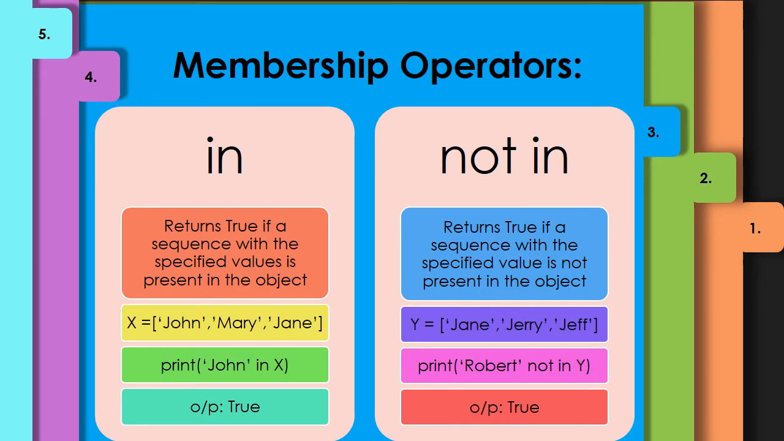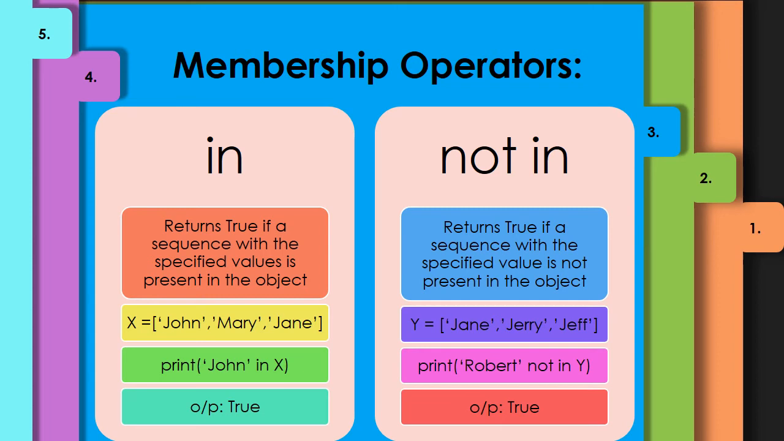Now we have two membership operators, which are in and not in. Now let's see the working of in and not in operators. Membership operator in returns true if a sequence with the specified values is present in the object or a variable.